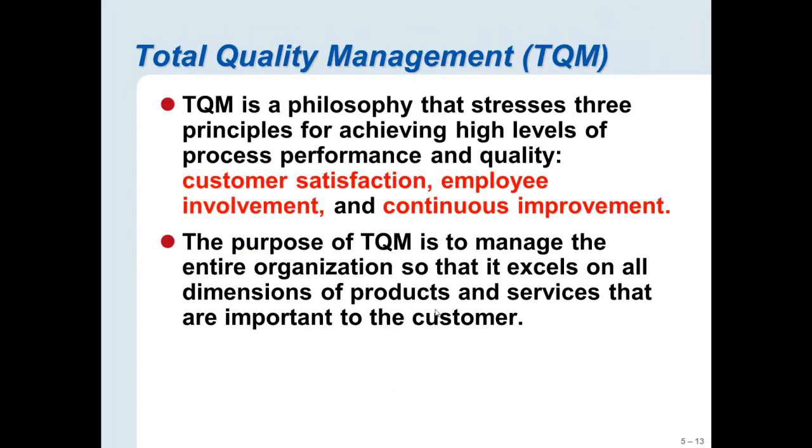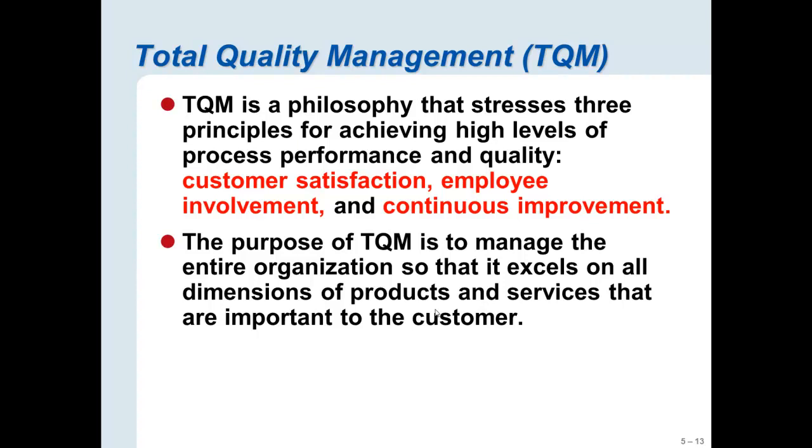Total quality management is a philosophy that stresses 3 principles for achieving a high level of process performance and quality. Total quality management was invented by Dr. Edward Deming, and was also implemented successfully in Japan. Total quality management focuses on 3 things: customer satisfaction, employee involvement, and continuous improvement.